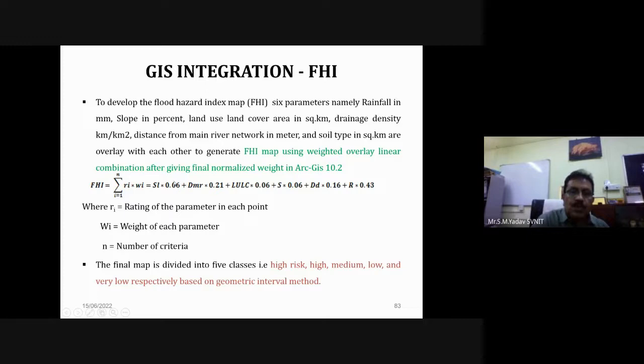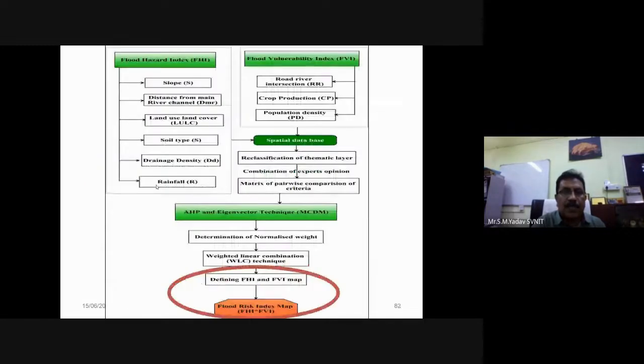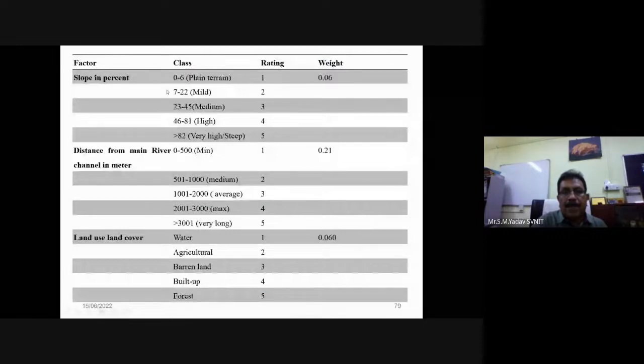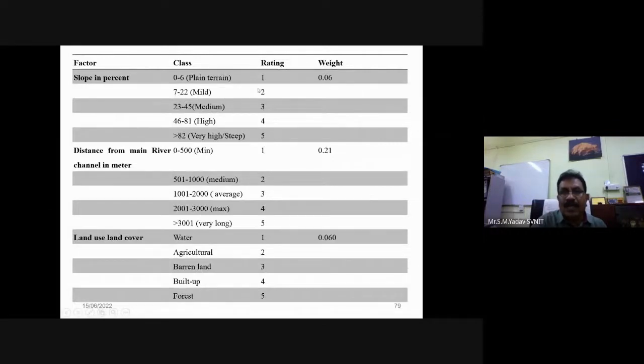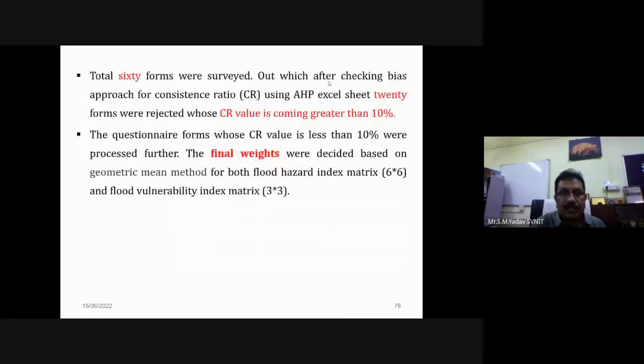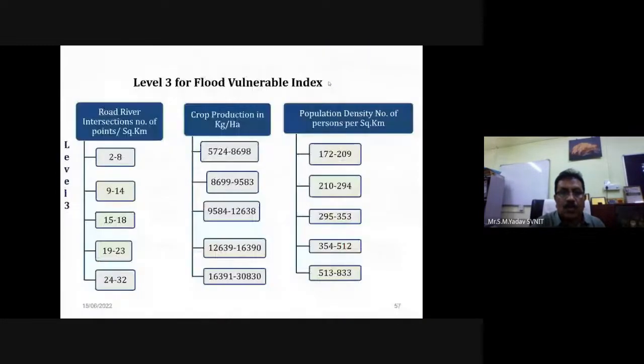So this value 0.06 is derived using AHP. While for slope, the entire basin is divided into different regions, different parts. So for one particular part, what is the slope value? Depending upon that, the rating is to be chosen. Here, if we take slope, suppose on a map a particular area has a mild slope of 7 to 22, for that the rating will be 2, and that will be multiplied by 0.06. For clear understanding, again I will show you one map, then you will understand clearly what I am trying to work out.